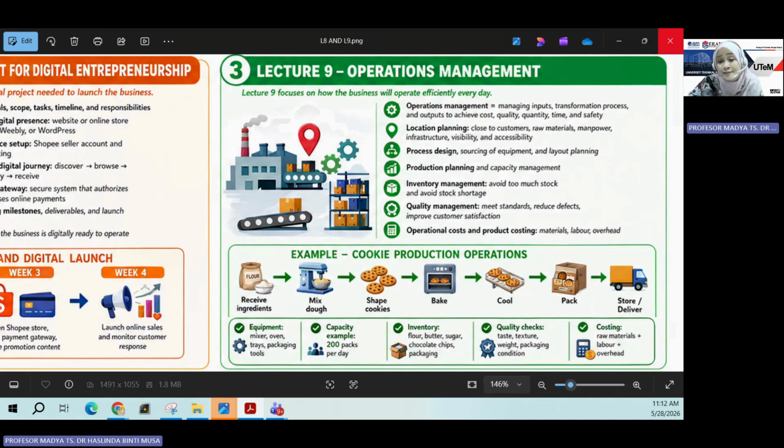your small cookies business, you may need a mixer, the oven, the baking trays, the weighing scale, the packaging sealer, the storage containers, and also labeling tools. If the demand increases, the entrepreneur may need a larger oven or probably semi-automatic equipment. So the key point is the equipment must match the production volume and also the quality requirement.